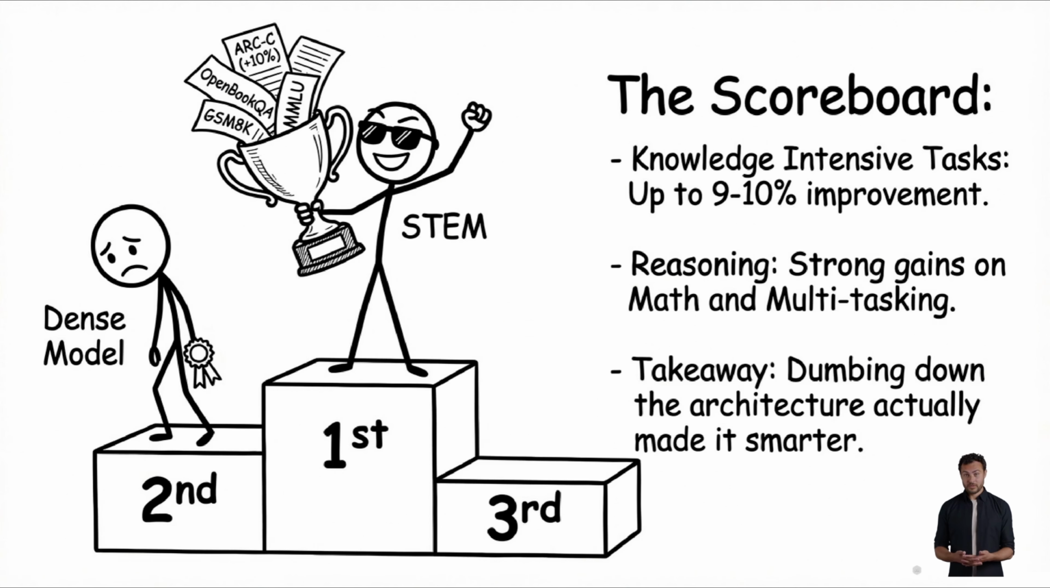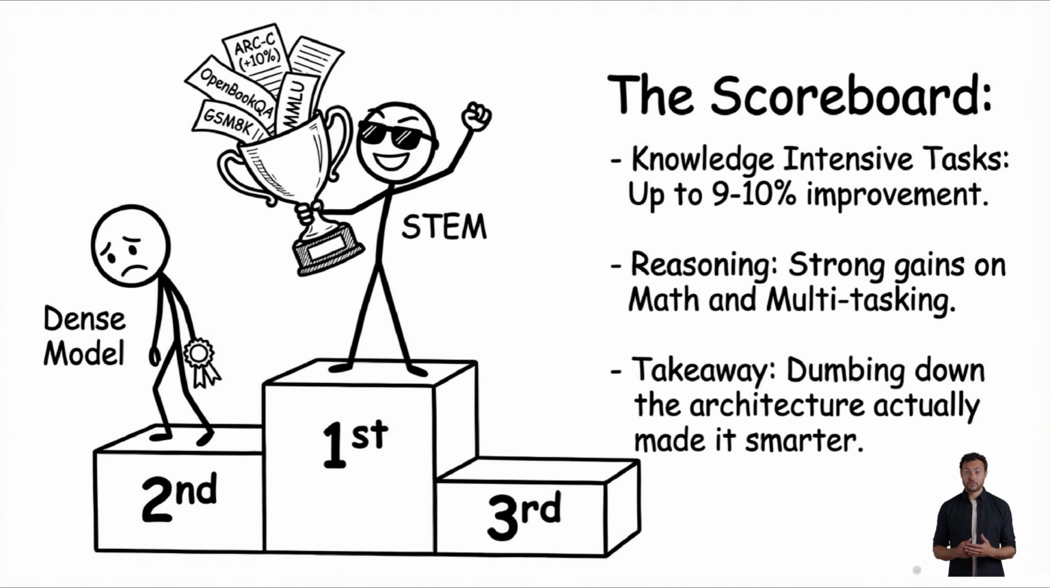Here is the scoreboard, and the first line is the headline number on knowledge-intensive tasks, performance rises by as much as 9 to 10%. That is not a tiny bump. It is a clear step up on benchmarks that depend on recalling facts and using stored information correctly.